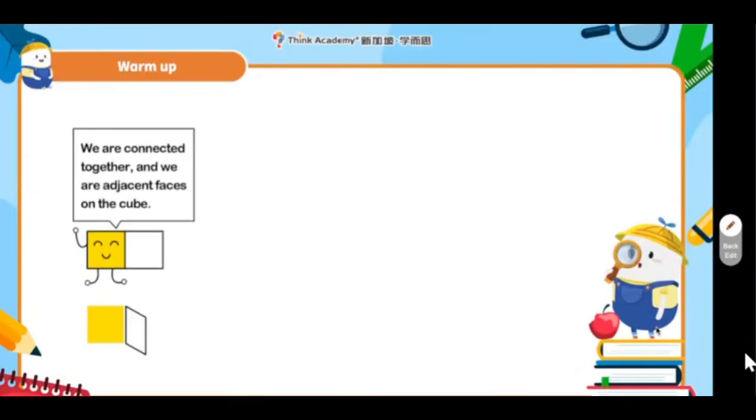Okay, so everyone, we can see this time. Last week, we talked about how we can observe the different nets for the cubes. But this time, we're going to talk about the opposite faces and adjacent faces. Let's take a look. You can see these faces are connected together and are adjacent faces on the cube. Adjacent means they are next to each other. They are connected to each other.